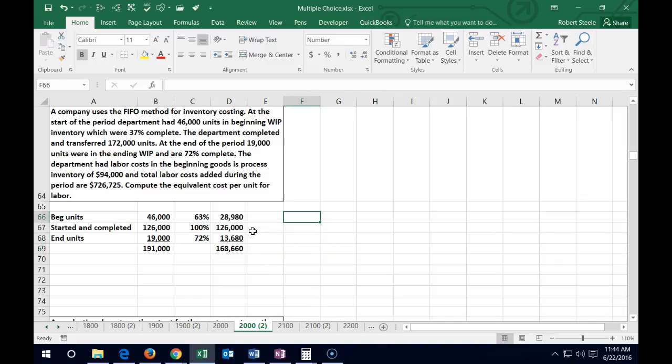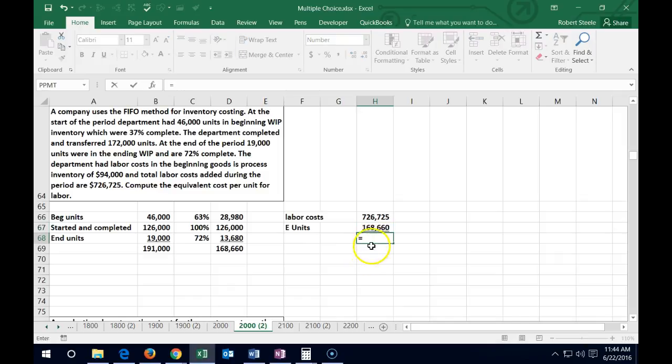So remember, we're talking about the conversion dollar amount for the labor. So we had a labor costs. That's the conversion amount that we had to pay, which was $726,725 for this time period in dollars. And then we're going to have the equivalent units that we're going to have to account for. And we, of course, calculated that to be this 168,660. Going to underline that, going to go to the home tab, font, underline that. That gives us equal to the dollar amount that we're going to apply out or divide by the 168,660 units.